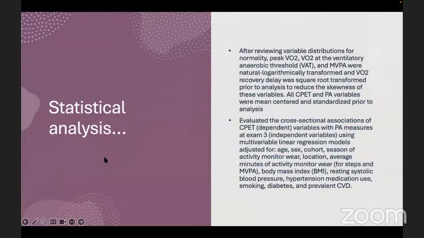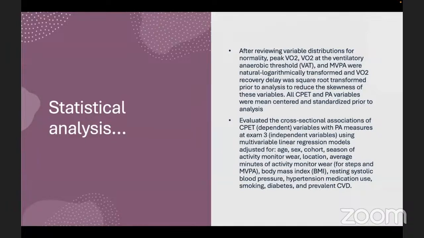Next, please. So after reviewing the variable distributions for normality, the peak VO2, the VO2 at the ventilatory anaerobic threshold, and the moderate vigorous physical activity were natural logarithmically transformed. And the VO2 recovery delay was square root transformed prior to analysis to reduce the skewness of these variables. All CPET and physical activity variables were mean centered and standardized prior to analysis.